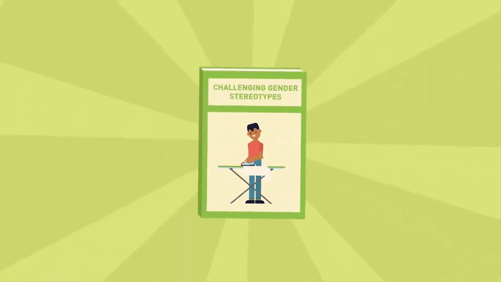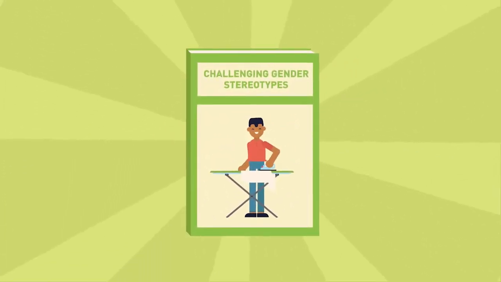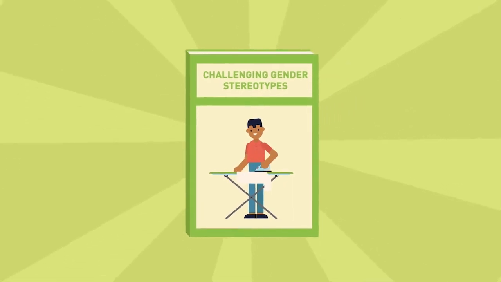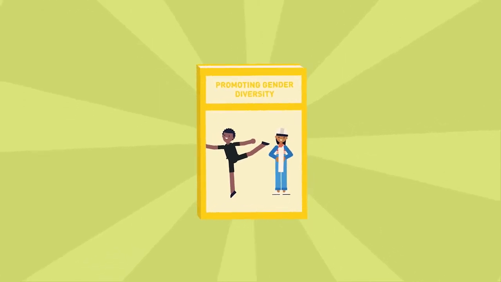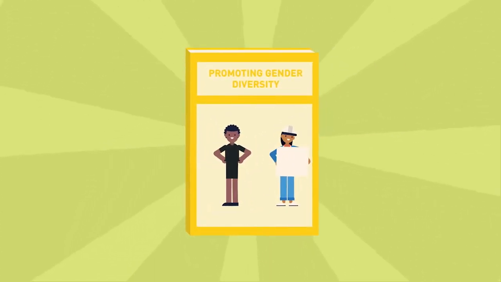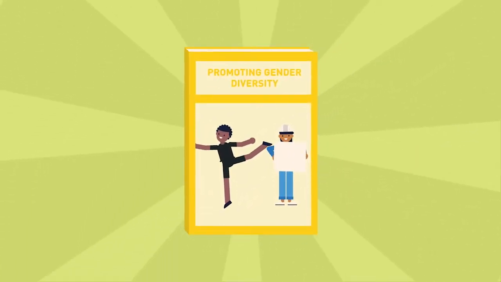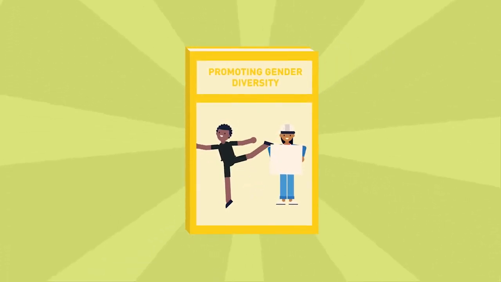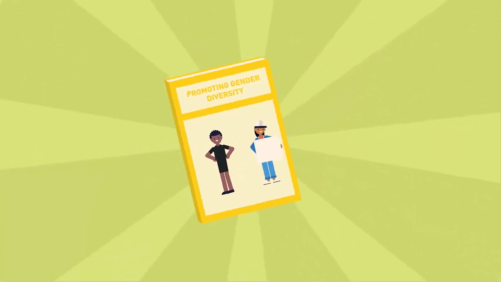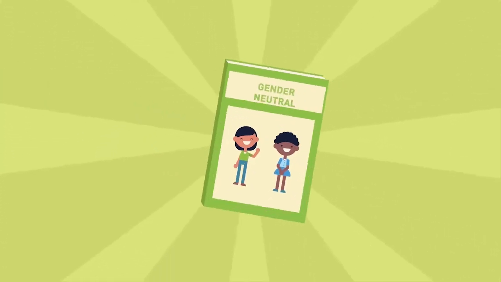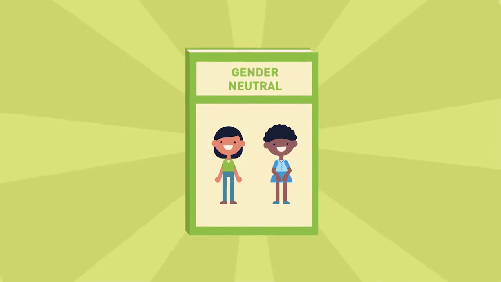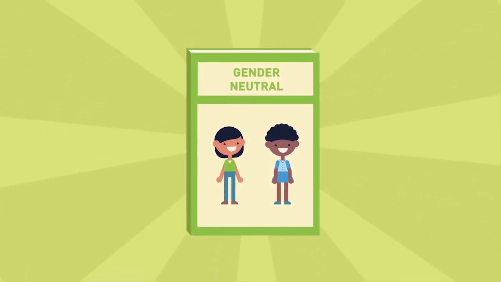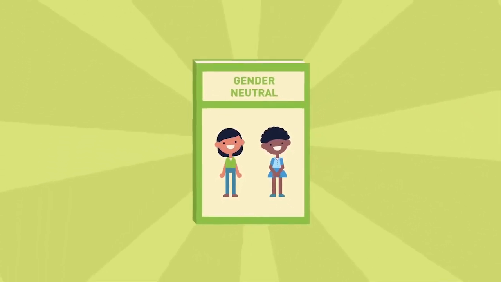There are also pictures and stories that challenge gender stereotypes, or that contain gender non-conforming examples. Some pictures and stories promote gender diversity. These contain characters of different gender identities, expressions, and roles. Gender-neutral pictures and stories do not contain gender stereotypes. They convey the message that characters are free to make choices for themselves.